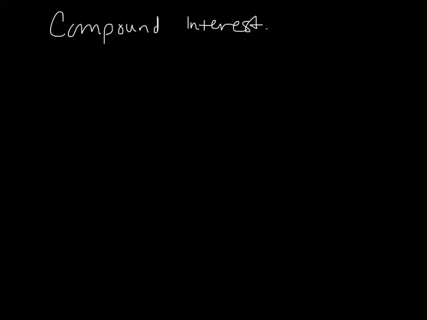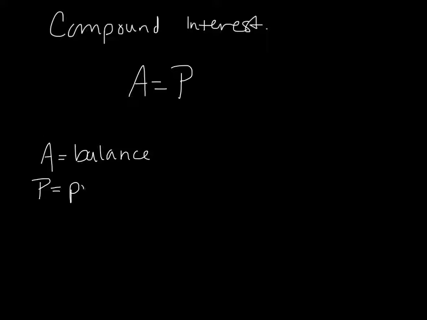One of the most commonly used exponential functions is compound interest. What happens with compound interest is you're given a formula, A equals P. Now A is the balance of what you're talking about, whether it's a savings account or a credit card account, something like that. That's your balance.